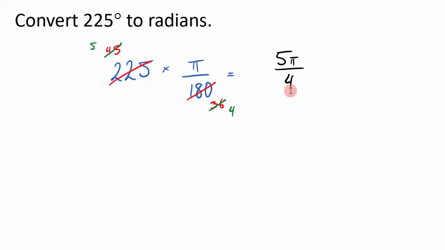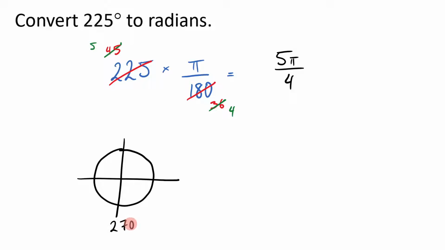Another way you could have thought about this question as well is 5 pi on 4 is one of our special angles that we know a lot about. It is in our third quadrant. So you could have gone, all right, I know that this is my unit circle. I know that this is 270 degrees. If I therefore go back 45 degrees, that will take me to 225. And I know that right here, this is simply going to be the same as 5 pi on 4. So that's another way of going about it.